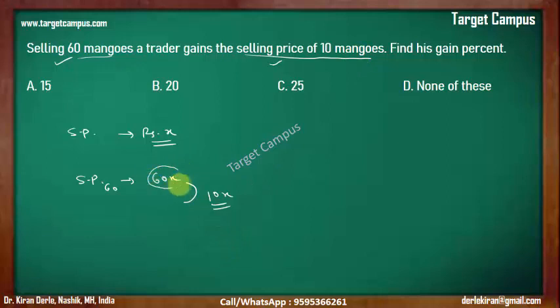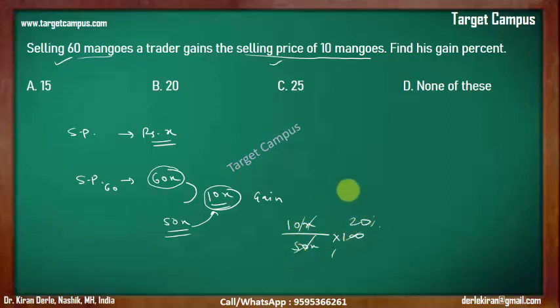So in this selling price, if 10x is the gain, what is the cost price? Cost price of those mangoes is 50x. So on 50x the trader is getting 10x. What is the profit percentage? 10x profit upon cost price into 100, right? X gone, 0 gone, 5, this is 20%. This is your answer. I hope things are very clear to you guys.